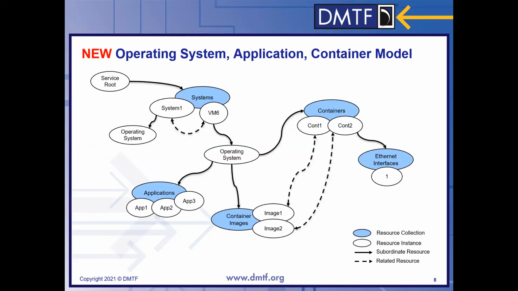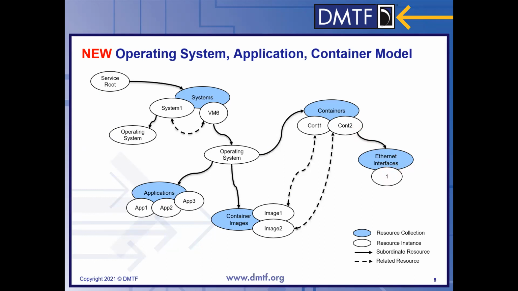Looking at our bubble diagram of how all this looks together, we have our system collection hanging off a service root, and we're showing two systems. We have system 1, which has its own operating system, and we also have VM6, and there's a relationship between the two systems to show that one is being hosted by the other. VM6 also has its own operating system resource with its own collections underneath that. So you have a set of applications that are running on the operating system, a set of container images showing the images available to that system. And then you have a set of containers showing live instances of executing containers and how they map back to the images in that container database. We also show container 2 has its own Ethernet interface collection with one interface exposed.